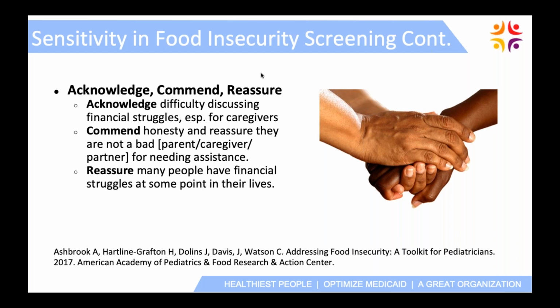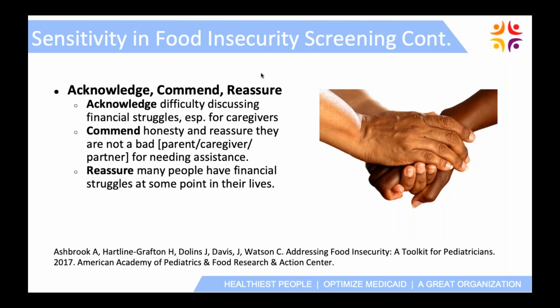And the last three are really important motivational interviewing type of tips for you: acknowledge, commend, and reassure. Acknowledge that discussing this topic can be difficult, and especially for caregivers, admitting that there's some kind of financial struggle can be tough for people. So acknowledge that it's hard to talk about.